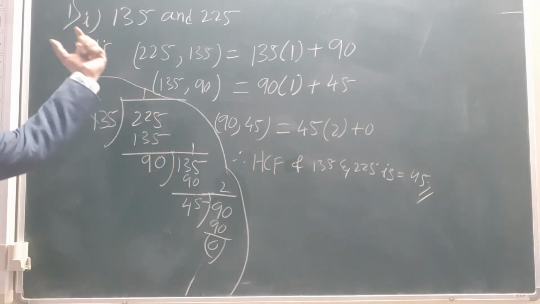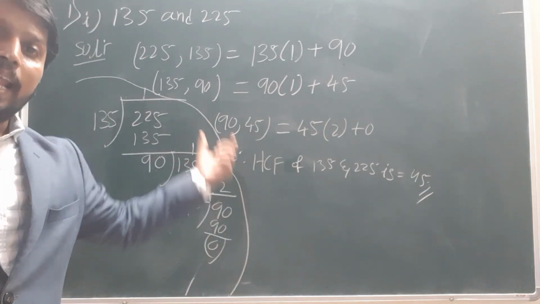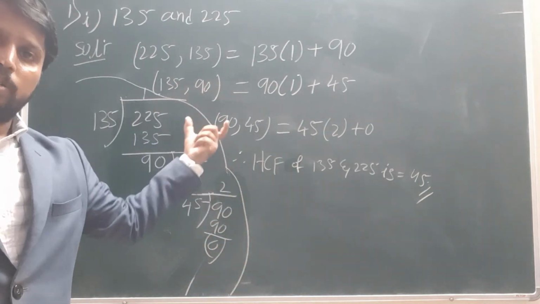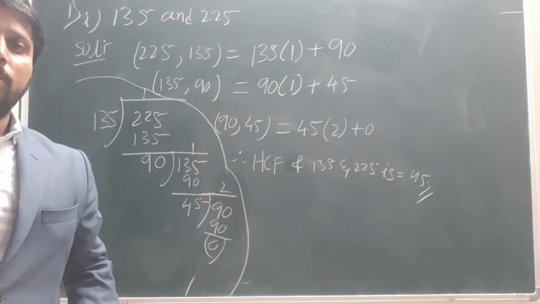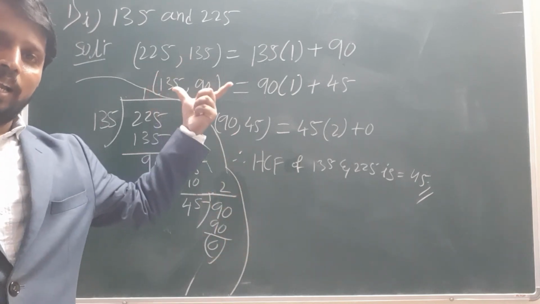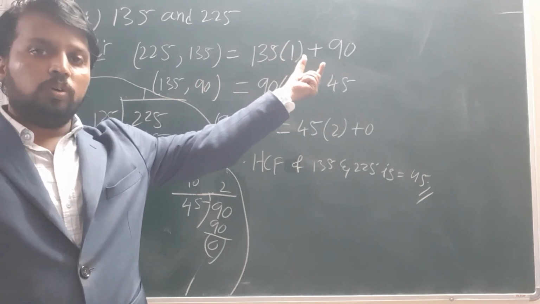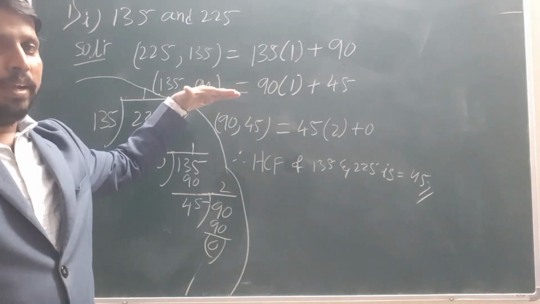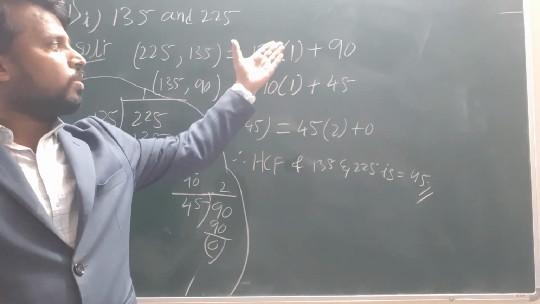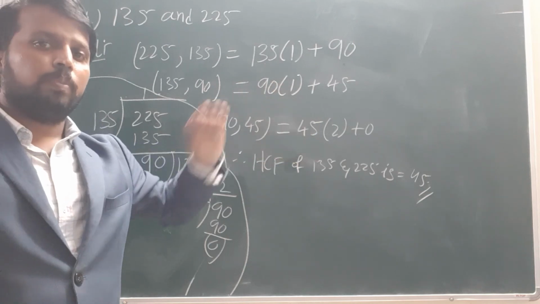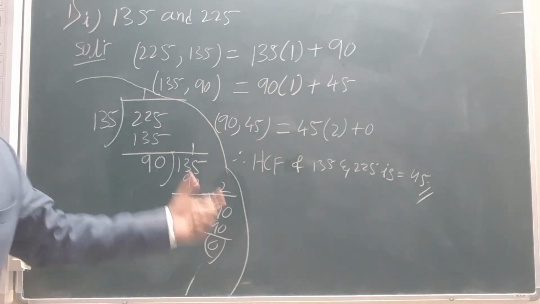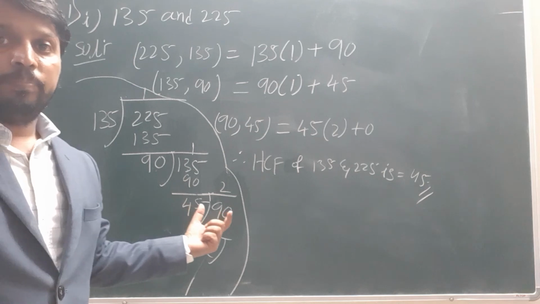Okay? So this is the first solution. Like this we have to solve step by step. Always remember the algorithm. If the remainder is 0, then the process will end. If the remainder is not 0, we have to do the next step. Okay? So this is the way of doing the first problem.